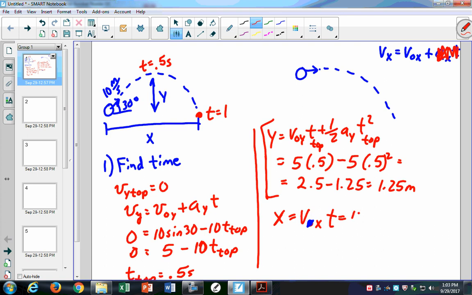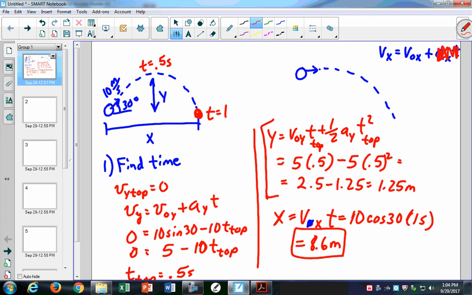vx. You might have a problem where I just ask you, what is the x component of the velocity? Hopefully that's a gimme. I would say 10 cosine of 30 times t. Well, what time do I use here to find the x range? I use 1 second, because I want to know the position at this point, the x position. And so that would be 8.6 meters.